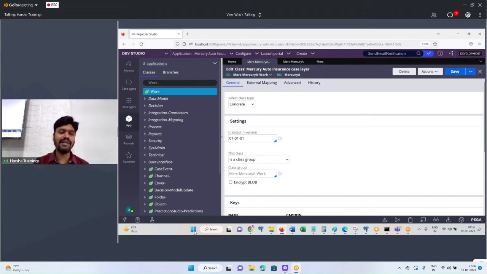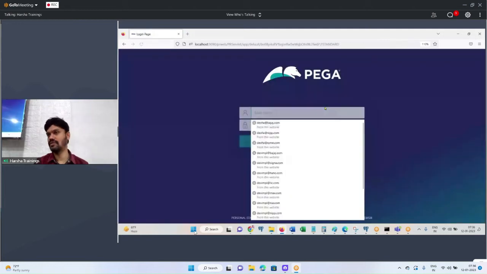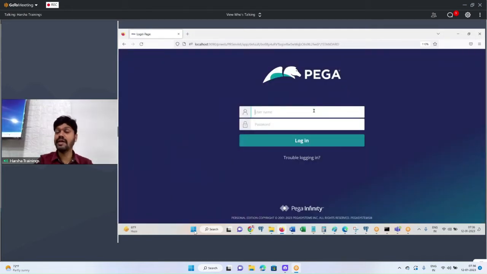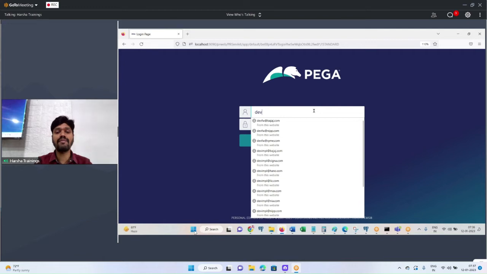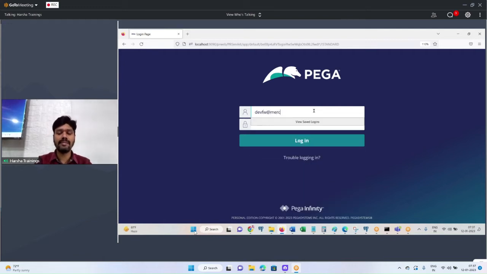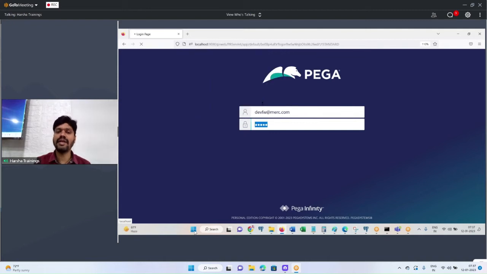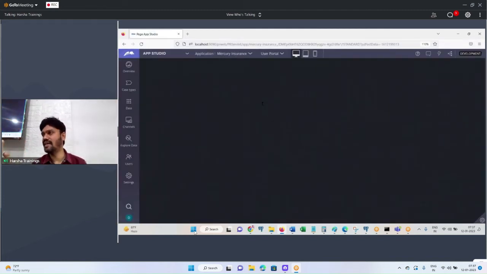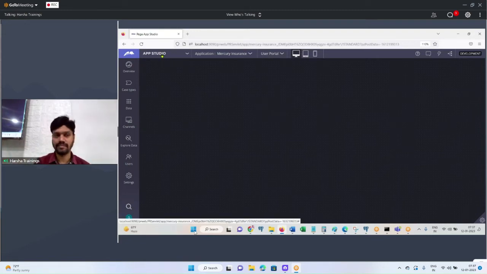Okay, now I will log off from the implementation application. I will show you by logging into the framework application. devfw@merc.com, password rules I have given. See, for every application, there will be a transaction class. You do it or not, it will be there. For the implementation application, 3 classes have been created: organization, division, unit. For the framework application, let's see how many are created.